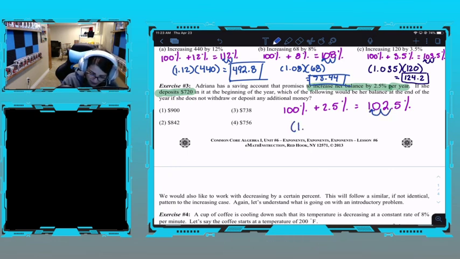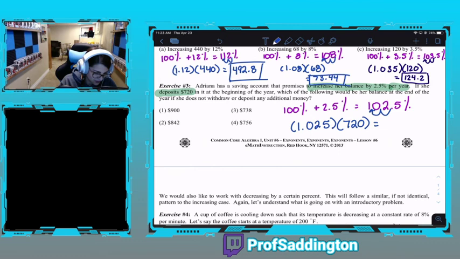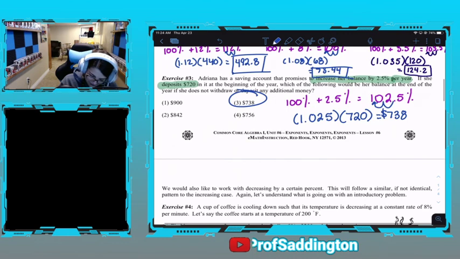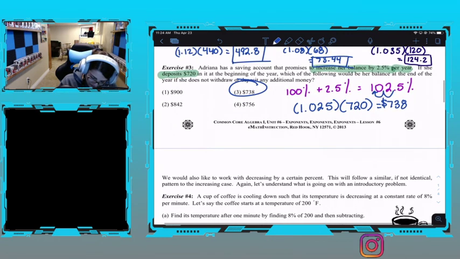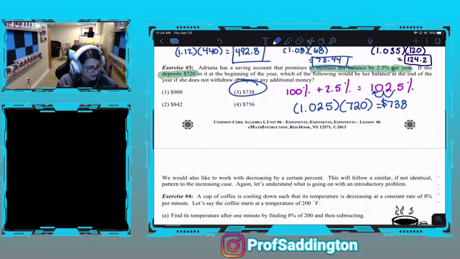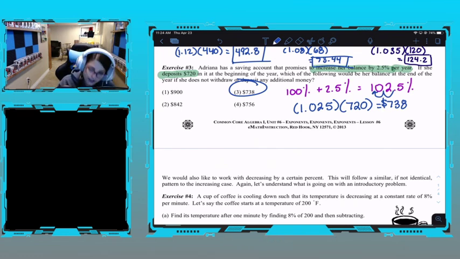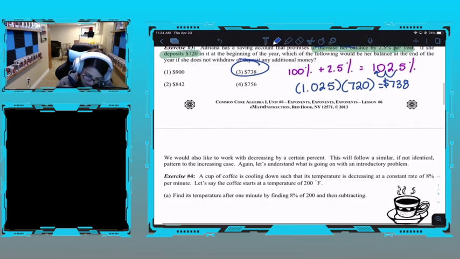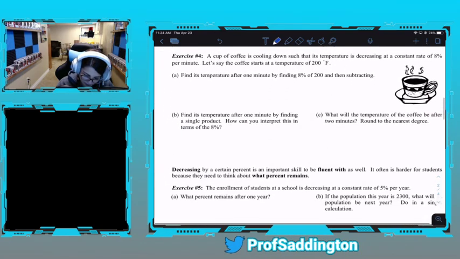So we're going to take 1.025, multiply it by 720, and we get about $738. So that looks like choice 3. Awesome. Okay. So those were increasing ones. Let's look at some decreasing ones. All right.